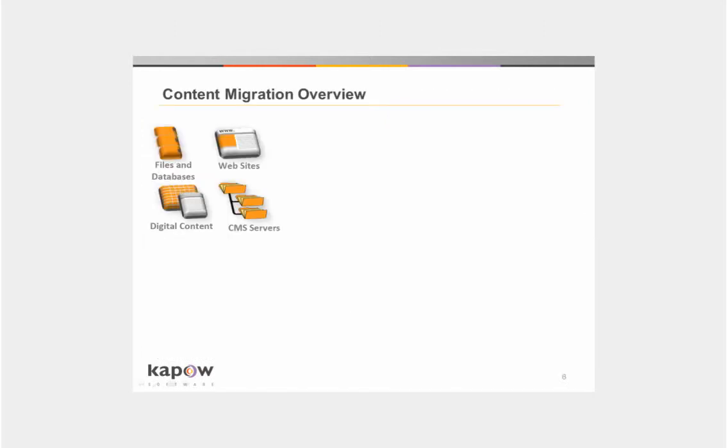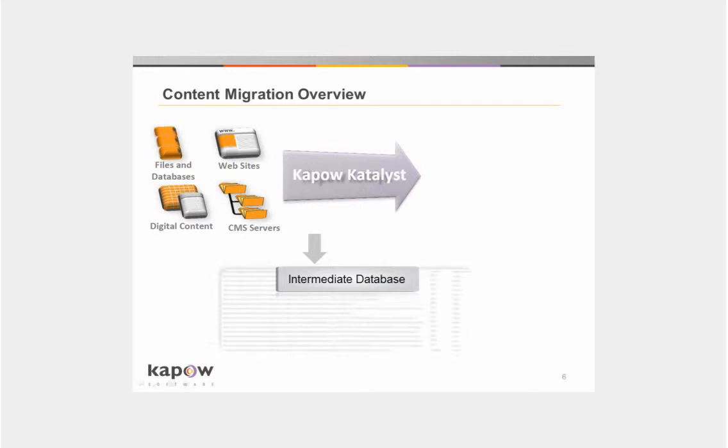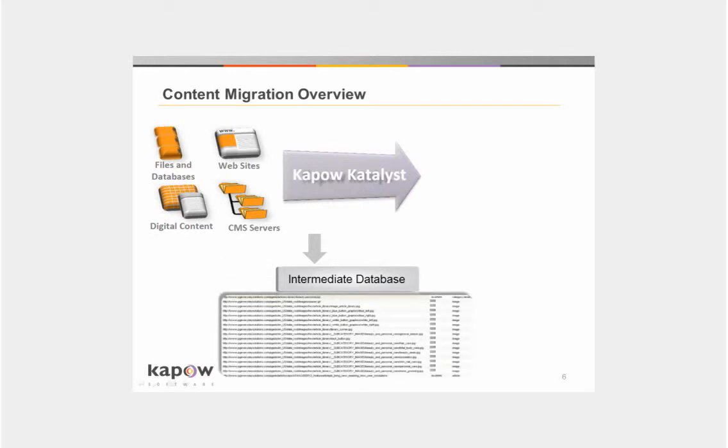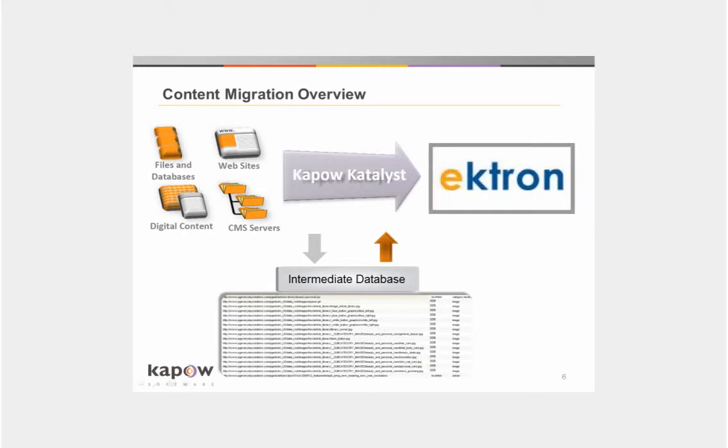This is an overview of Kapow's content migration process. The content is extracted directly from the website or other sources with Kapow robots and stored into an intermediate database. Here, the content can be formatted, categorized, and transformed to meet the taxonomy of the target CMS.